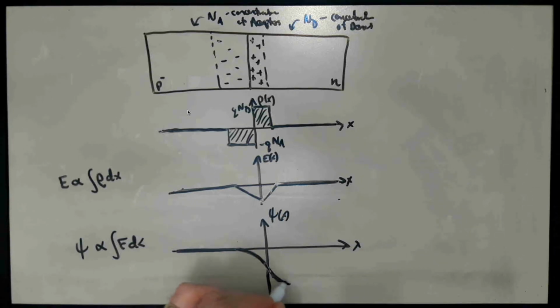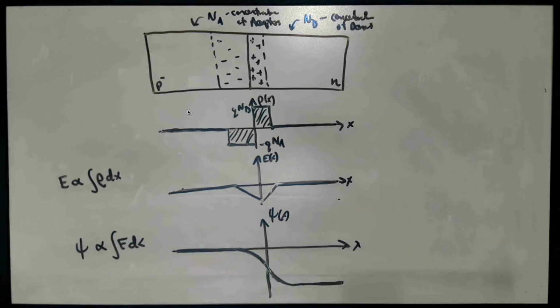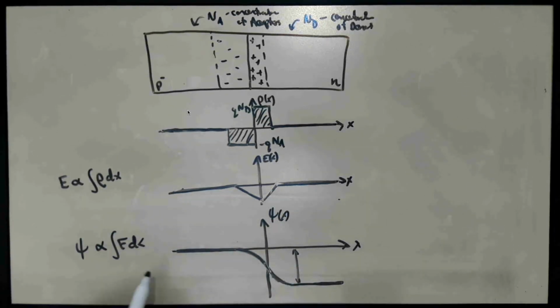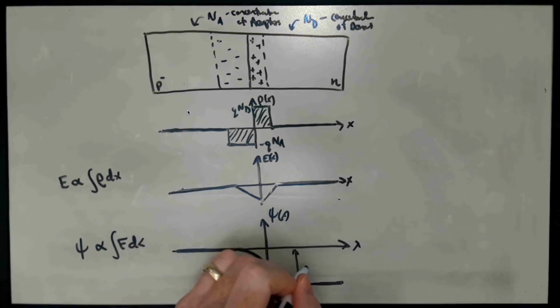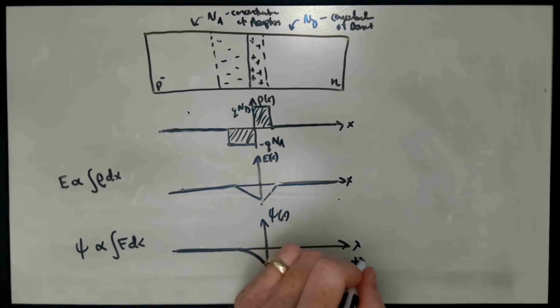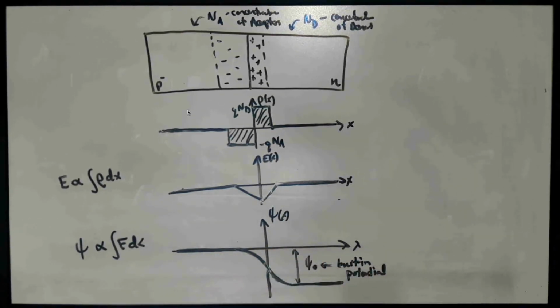And then we're going to get back to integrating 0 again. And so here we're down at a different level. And this total change in potential is called the built-in potential, and it's sometimes denoted psi 0, built-in potential. And this is actually a physical way that we can get this sort of energy barrier that we talked about in the last segment that arises in connection with the Boltzmann distribution.